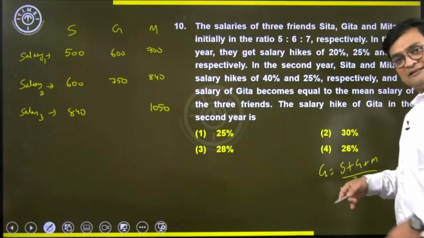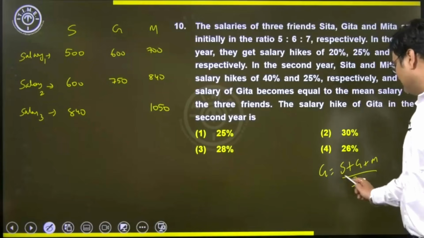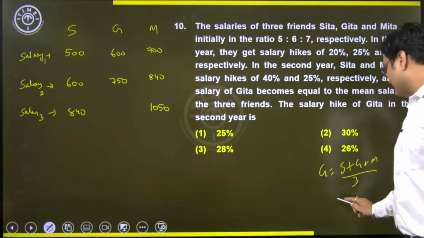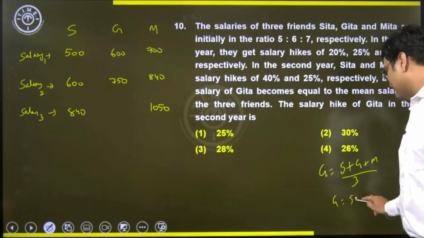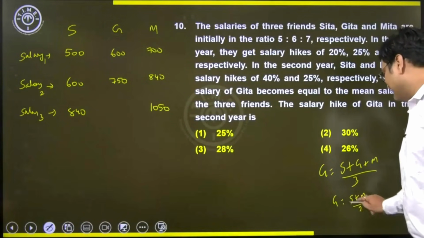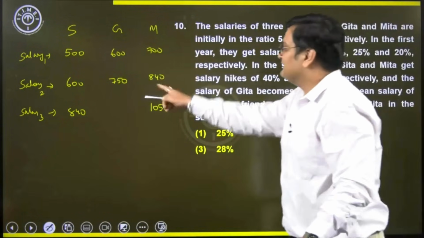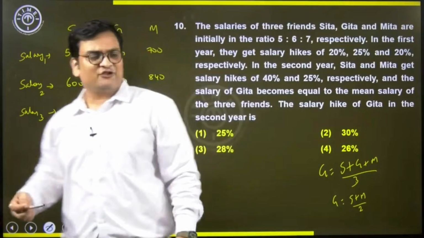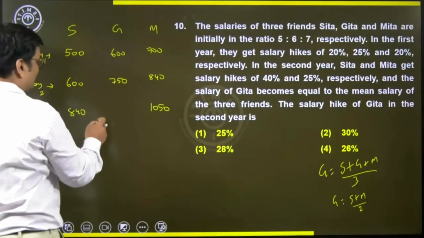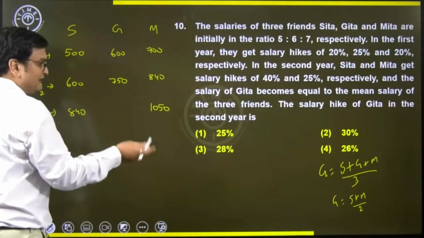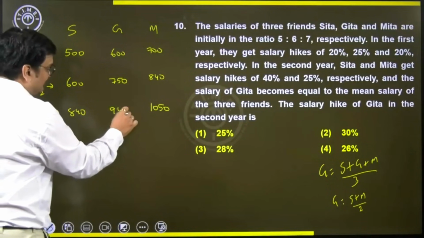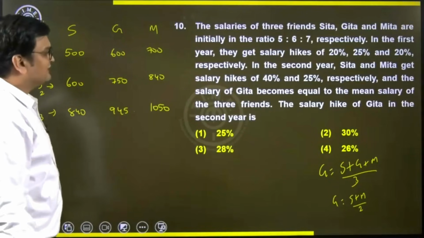Let us see what this essentially means. 3G minus G, 2G will be equal to S plus M. So G will be S plus M by 2. Basically, Geeta's salary is the average of Sita and Meeta. What is the average of these two? It is 1890, and 1890 by 2 gives you 945. So that will be the salary of Geeta.